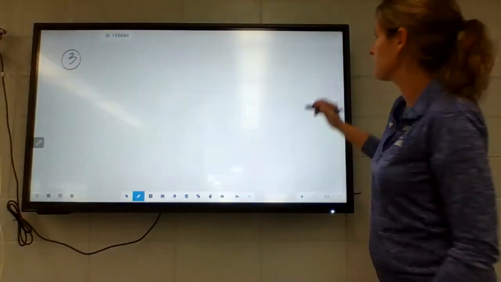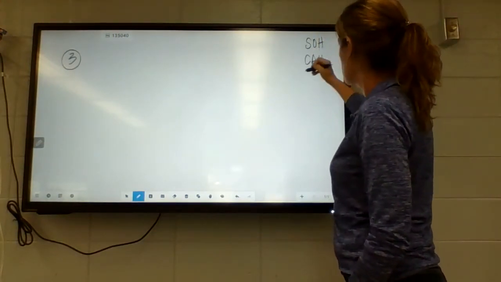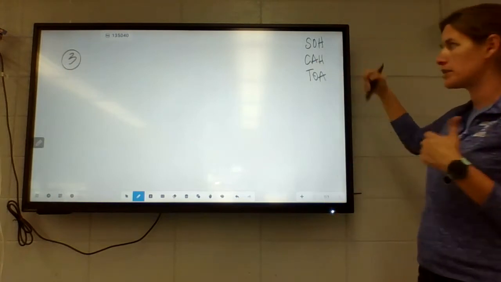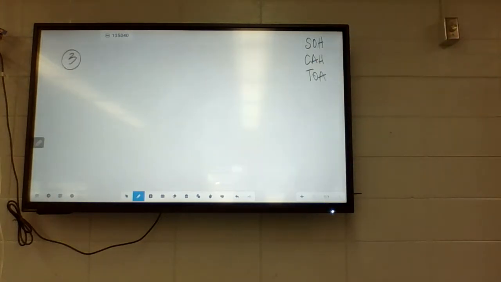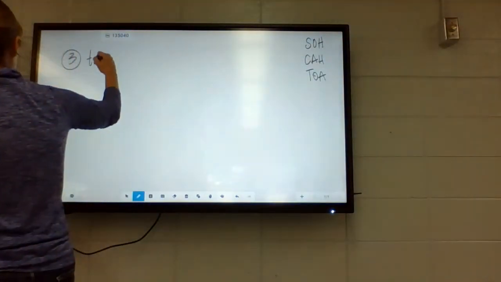Can you go over which sides of the triangle sine, cosine, and tangent use? Yeah. So we need our SOHCAHTOA to remember which one sine, cosine, and tangent goes with, and that will come up in this first one here, but I'll address that in a second.